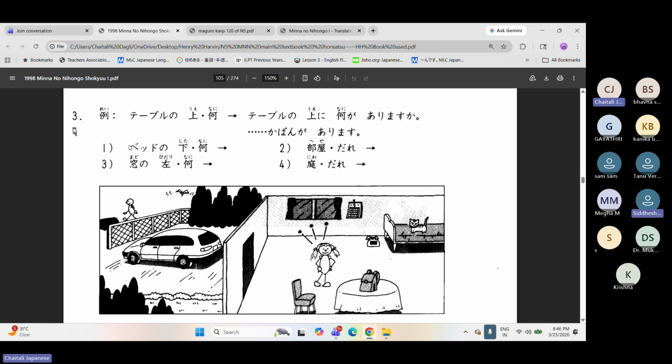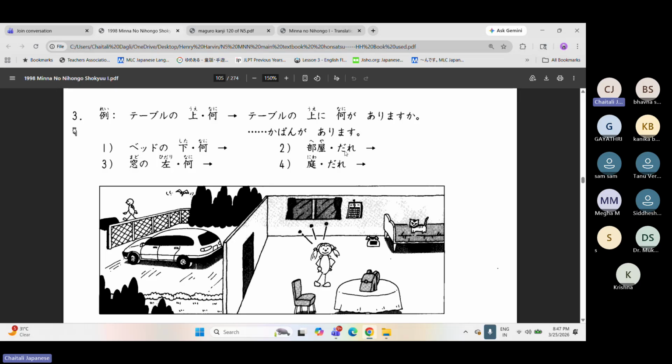Has everyone understood? Yes, ma'am. Okay. Heya, dare. So, what will be the question here? Who is there inside the room? Heya no naka ni dare ga imasu ka?